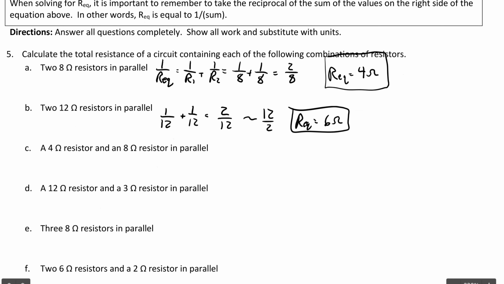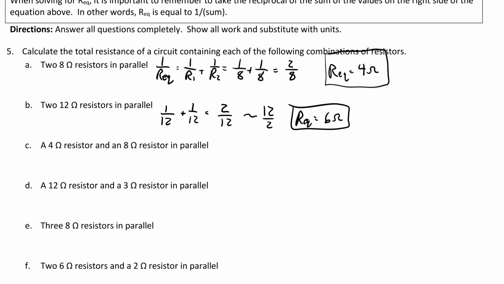And then a 4, so now it's going to be tricky because it's not a common denominator, but we could still do the fraction thing if you want. 1 over REQ is equal to, and I'm just going to skip the first step where I write it down, 1 over 4 plus 1 over 8.